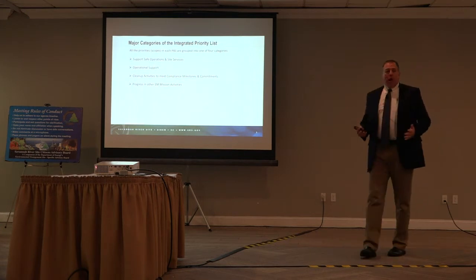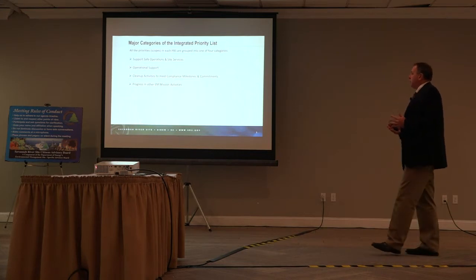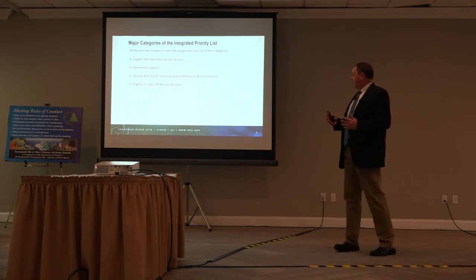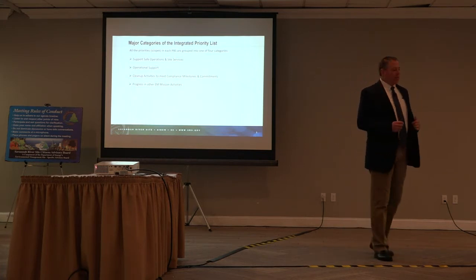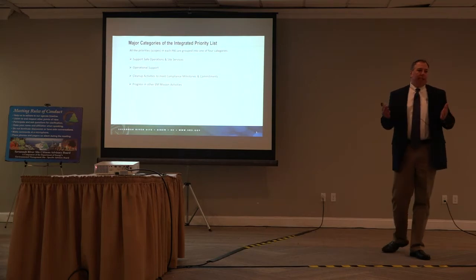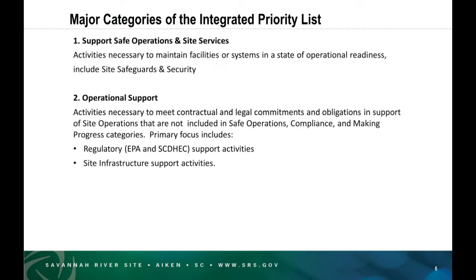As we're developing our priorities for each PBS, those priorities are grouped into 4 main categories. The first one there supports safe operations and site services. You've heard the word MnSafe. That's really what that is. Those are the MnSafe activities that we're required to fund before we start making progress scope. We have operational support, cleanup activities to support regulatory milestones, and then lastly our making progress activities.